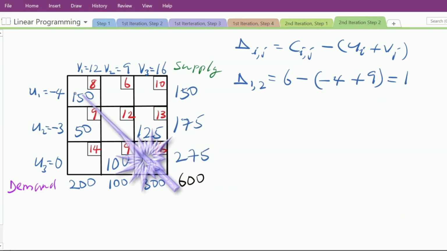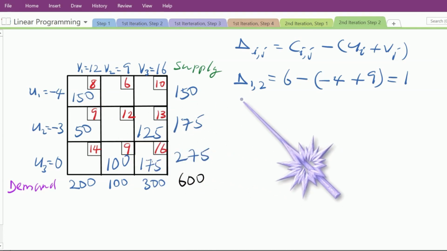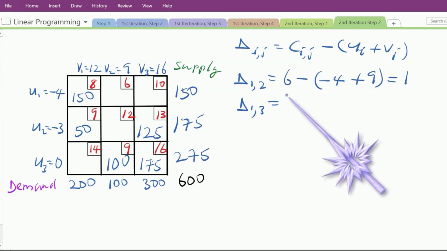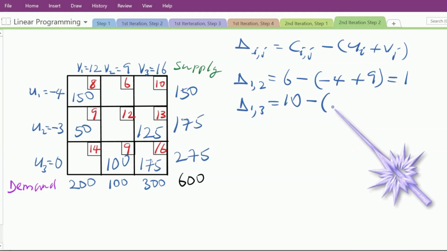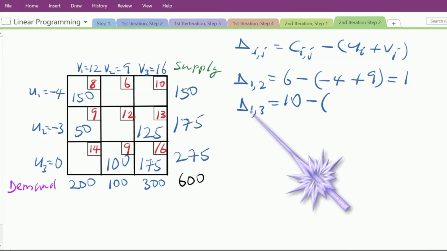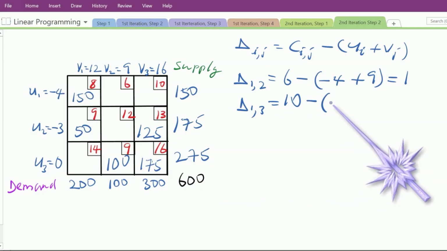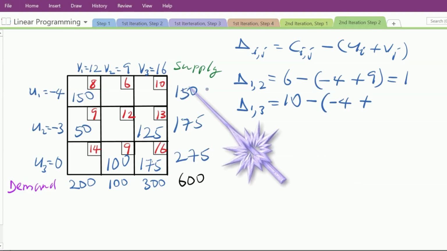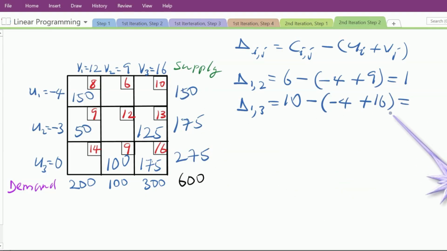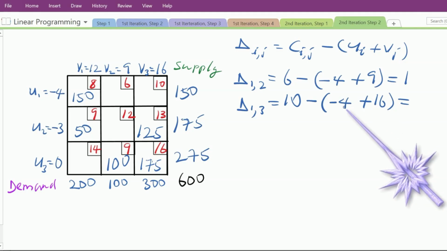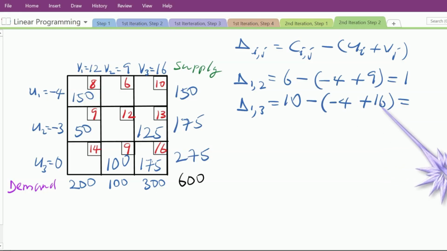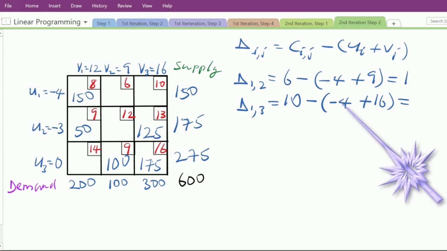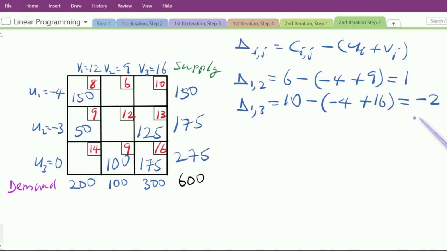The next cell is this, that's delta 1, 3. Delta 1, 3 is equal to 10 minus bracket open, U1, which is minus 4, plus V3, which is 16. 16 minus 4 is going to give us 12. 10 minus 12 is minus 2. That will be minus 2.